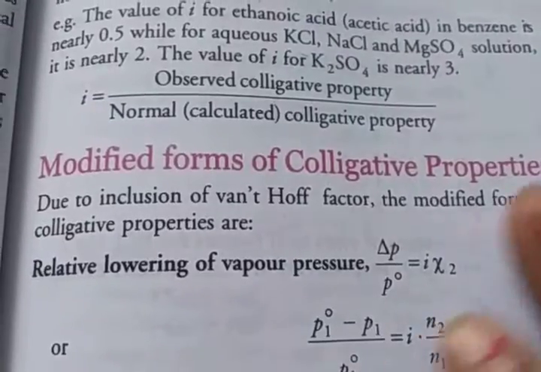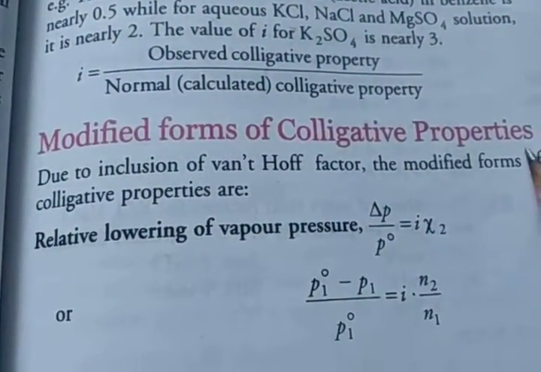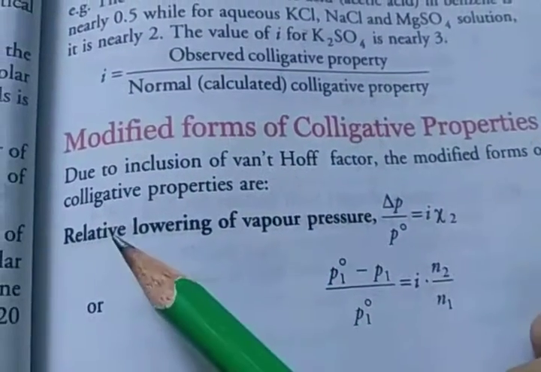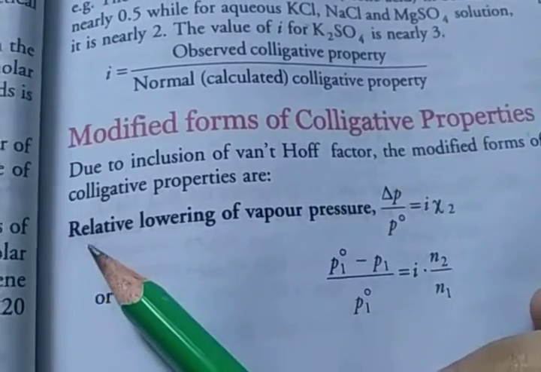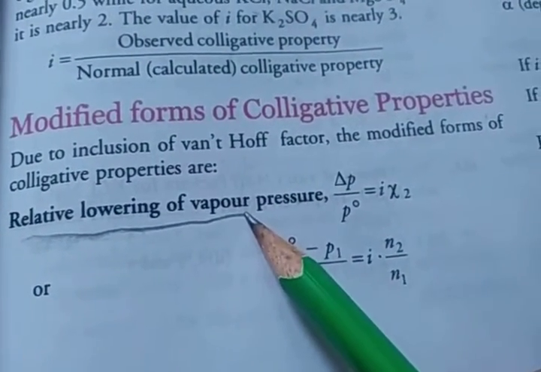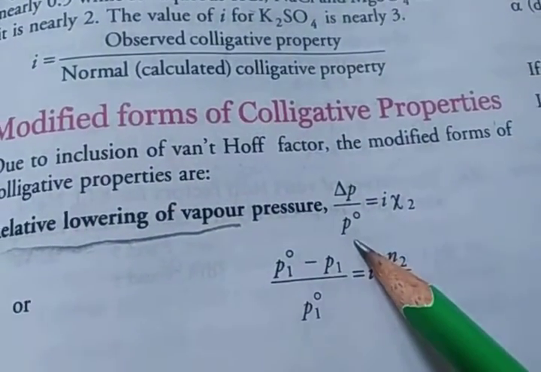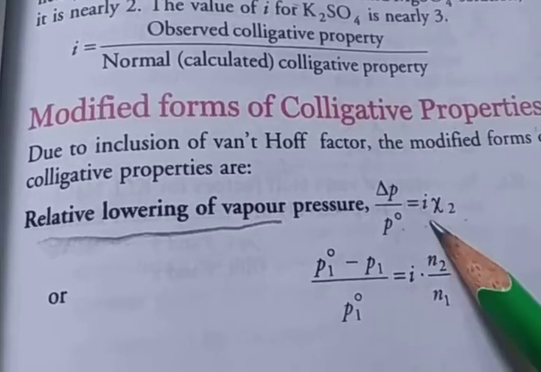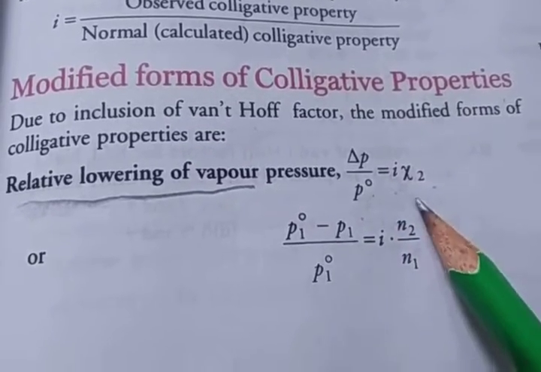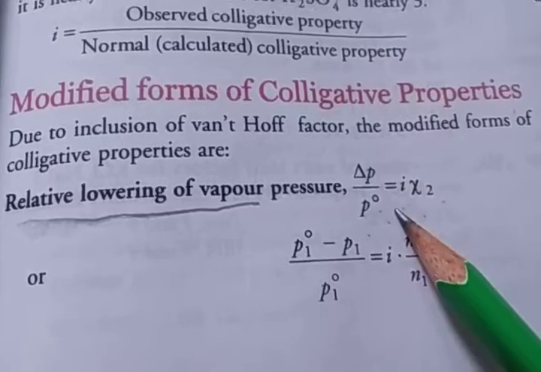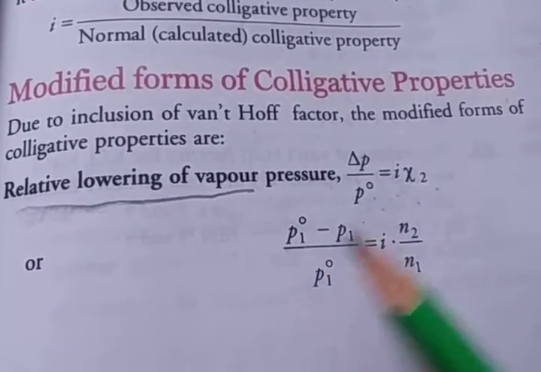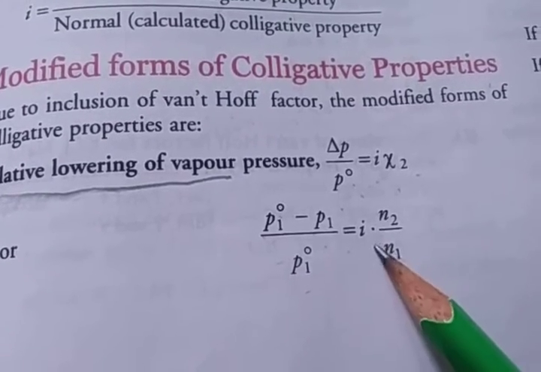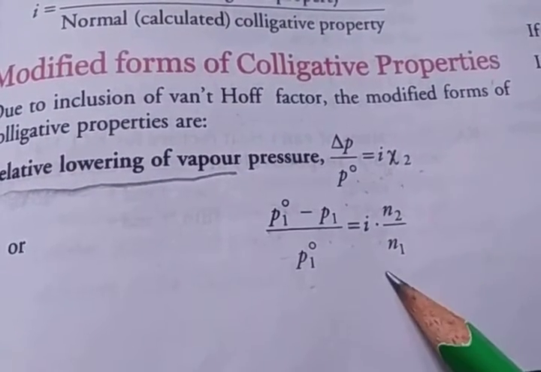Then the next topic is modified forms of the colligative properties. Due to the inclusion of the van't Hoff factor, the modified forms are: first, relative lowering of the vapor pressure. The formula is delta P divided by P naught is equal to i x2, according to the abnormal molar mass, in case of association and dissociation. So delta P is equal to P1 naught minus P1, divided by P1 naught, is equal to i and X, the mole fraction, so n2 upon n1.